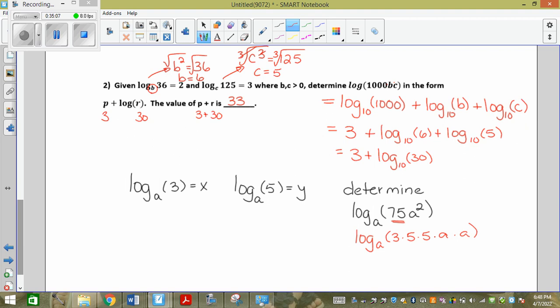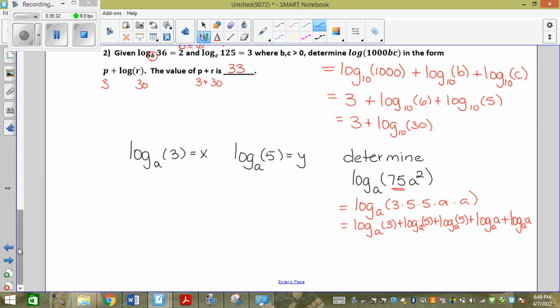These are the types we most normally did. So when I have multiplications, I can go log base a of 3 plus log base a of 5 plus log base a of 5 plus log base a of a plus log base a of a. Now we know that log base a of 3 we have over here is x, plus log base a of 5, which is y, plus log base a of 5, which is y, and then log base a of a is 1, and 1, so I'm going to get 1 plus 1. So my answer would be x plus 2y plus 2.